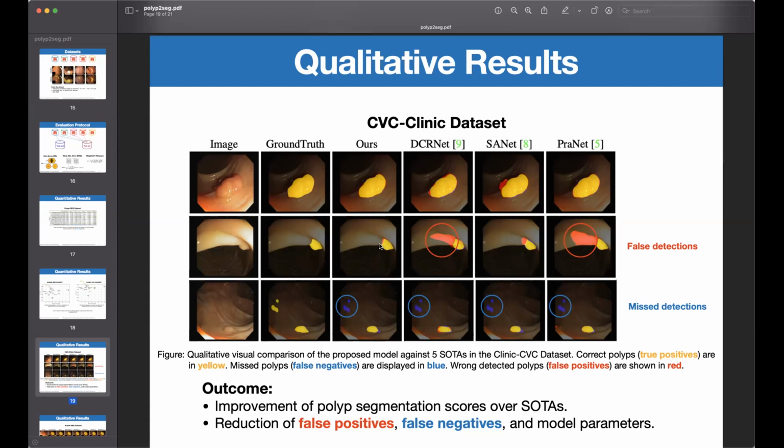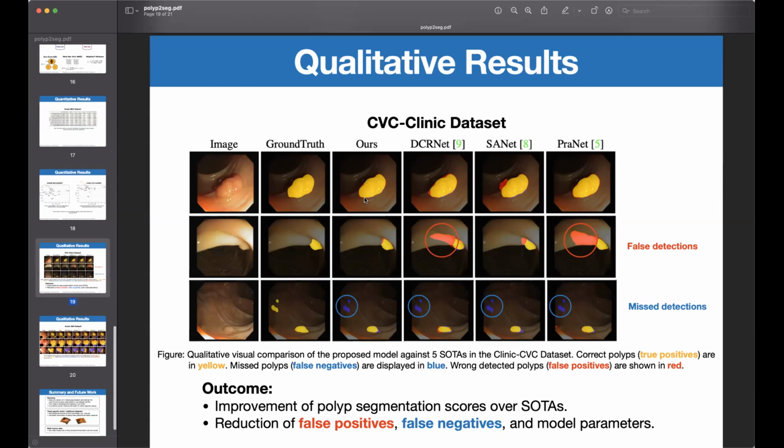And what we see here is that our results are closer to the true positives. In the case, for instance, of DCRNet or PRANET, we see some false detections. However, most of the approaches still fail in detecting polyps that are really small in size.